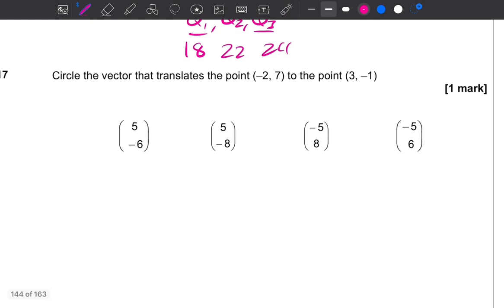Circle the vector that translates the point minus 2, 7 to the point 3, minus 1. So to go along here, if we look at the x-coordinates, that's a plus 5. Looking at the y-coordinates, it's a minus 8. So is there a plus 5, minus 8? Yes, there is.